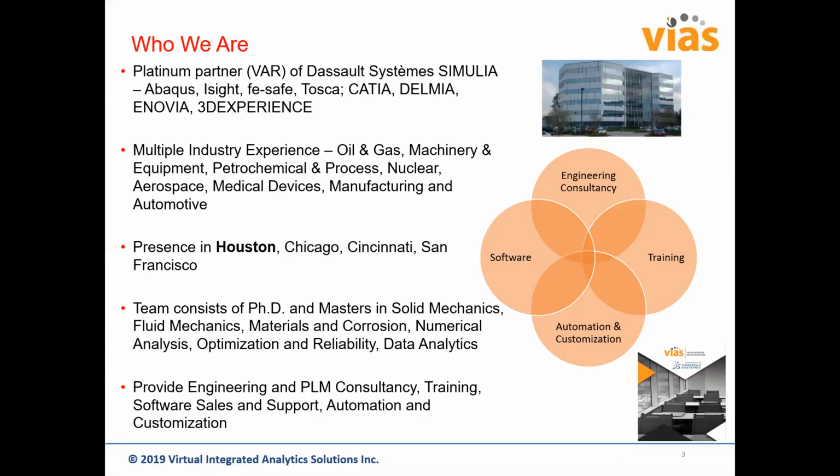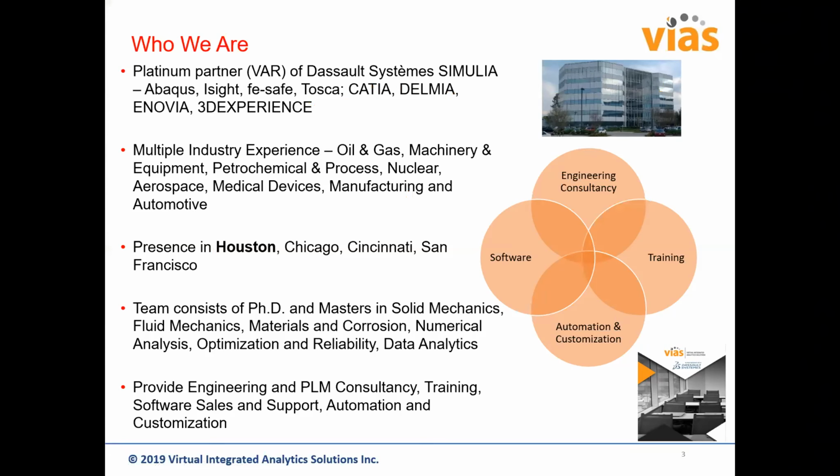Who we are: a platinum partner of Dassault Systèmes SIMULIA. Some of you may be familiar with that. Products they have are Abaqus, Isight, fe-safe, and Tosca. But there are also other brands of Dassault Systèmes like CATIA, DELMIA, and the 3DEXPERIENCE platform. We have a team with multiple industry experience. Oil and gas is one of the primary ones, but there are other industries like machinery, equipment, petrochemical and process industries, nuclear, aerospace, medical devices, manufacturing, and automotive. So any particular problem that you may be facing, we could help you with, belonging to any particular industry that you may belong to.